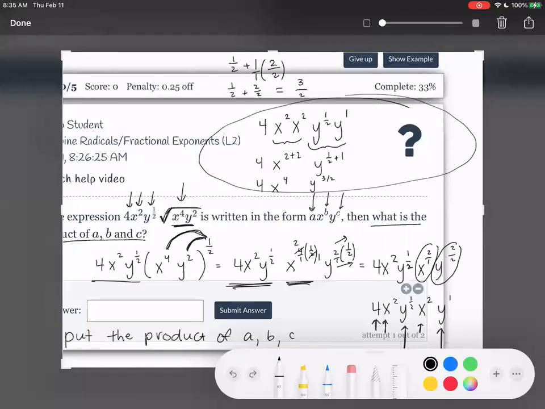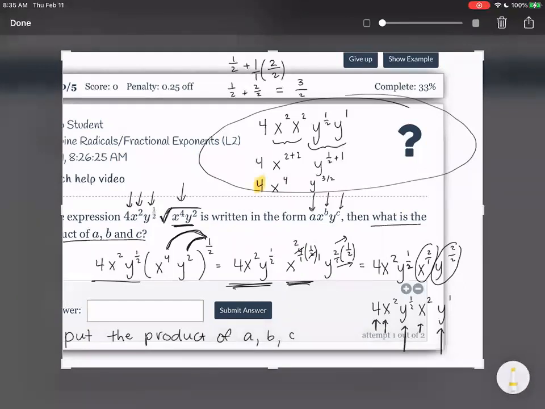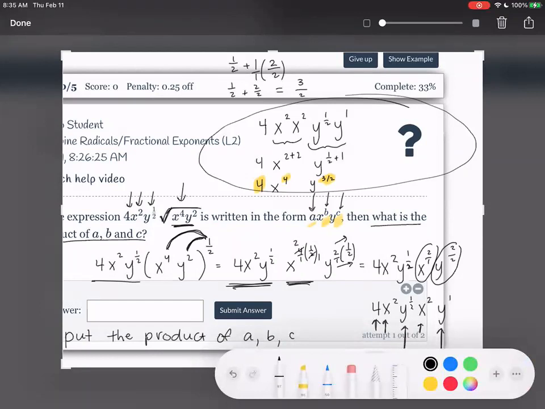Remember, they want the product of A, B, and C in our answer box for some weird reason. So let me highlight our A, B, and C. Our A is the 4 in the front, because the number in the front is our coefficient. Our B is x's exponent right over there. And then our C is y's exponent. So these three numbers that I just highlighted, the 4, the 4, and the 3 halves, we want their product. So we're going to multiply them, and that's what we're going to be putting in our answer box. Why? I don't know, but we're going to do that.